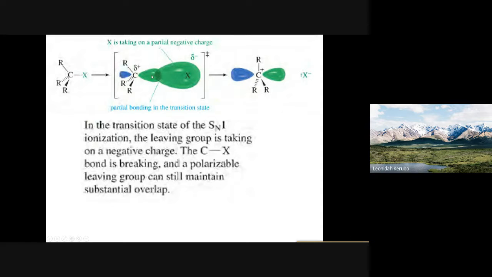Finally, the leaving group leaves with the two electrons of the covalent bond to form a halide. Then this carbon becomes sp2 hybridized, with the sp2 hybrid orbitals on the same plane and the empty p orbital. So in the transition state of SN1 ionization, the leaving group is taking on a negative charge, because it's going to leave with the two electrons of the covalent bond. The carbon halogen bond is breaking, and a polarizable leaving group can still maintain substantial overlap.